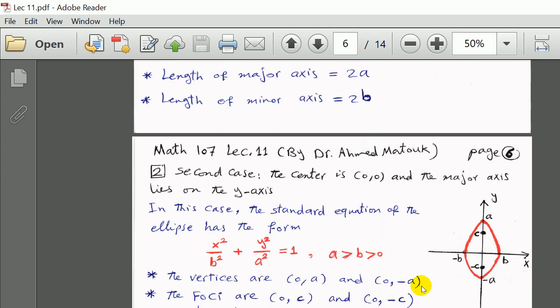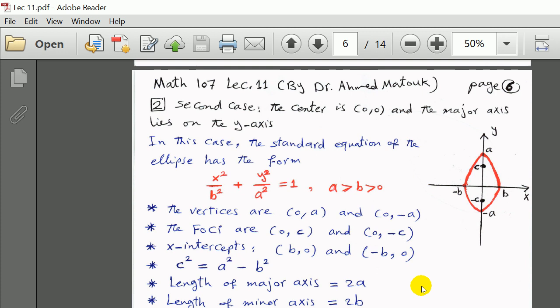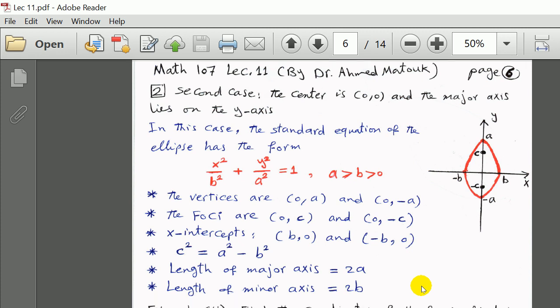In the second case, we will locate the center also at the origin and the major axis along the y-axis. In this case, the ellipse will be vertical, unlike the first case, which is horizontal. Also, the equation in this case will be x squared over b squared plus y squared over a squared equals 1. Please observe that a is always bigger than b in an ellipse. So in this case the bigger is under y squared, but in the first case the bigger is under x squared.